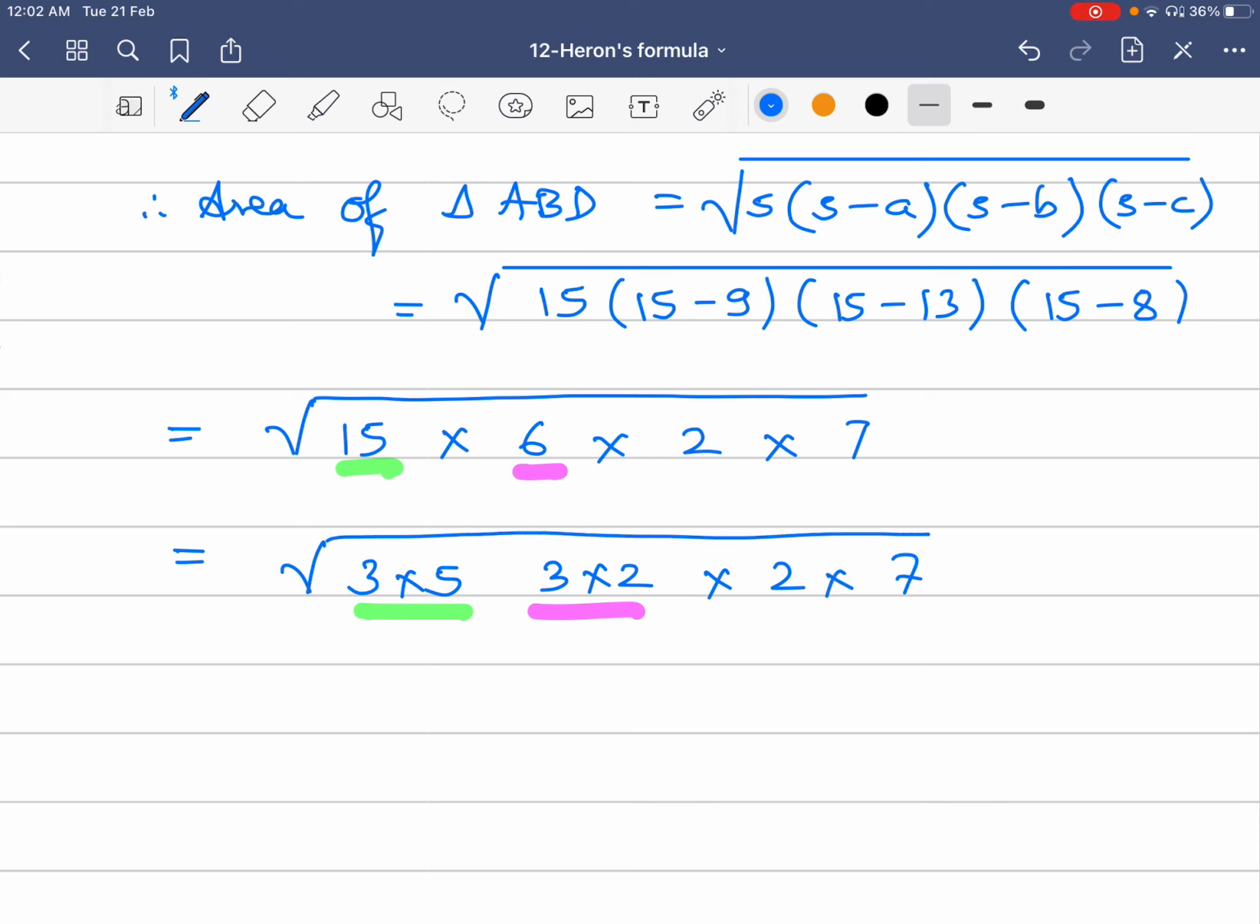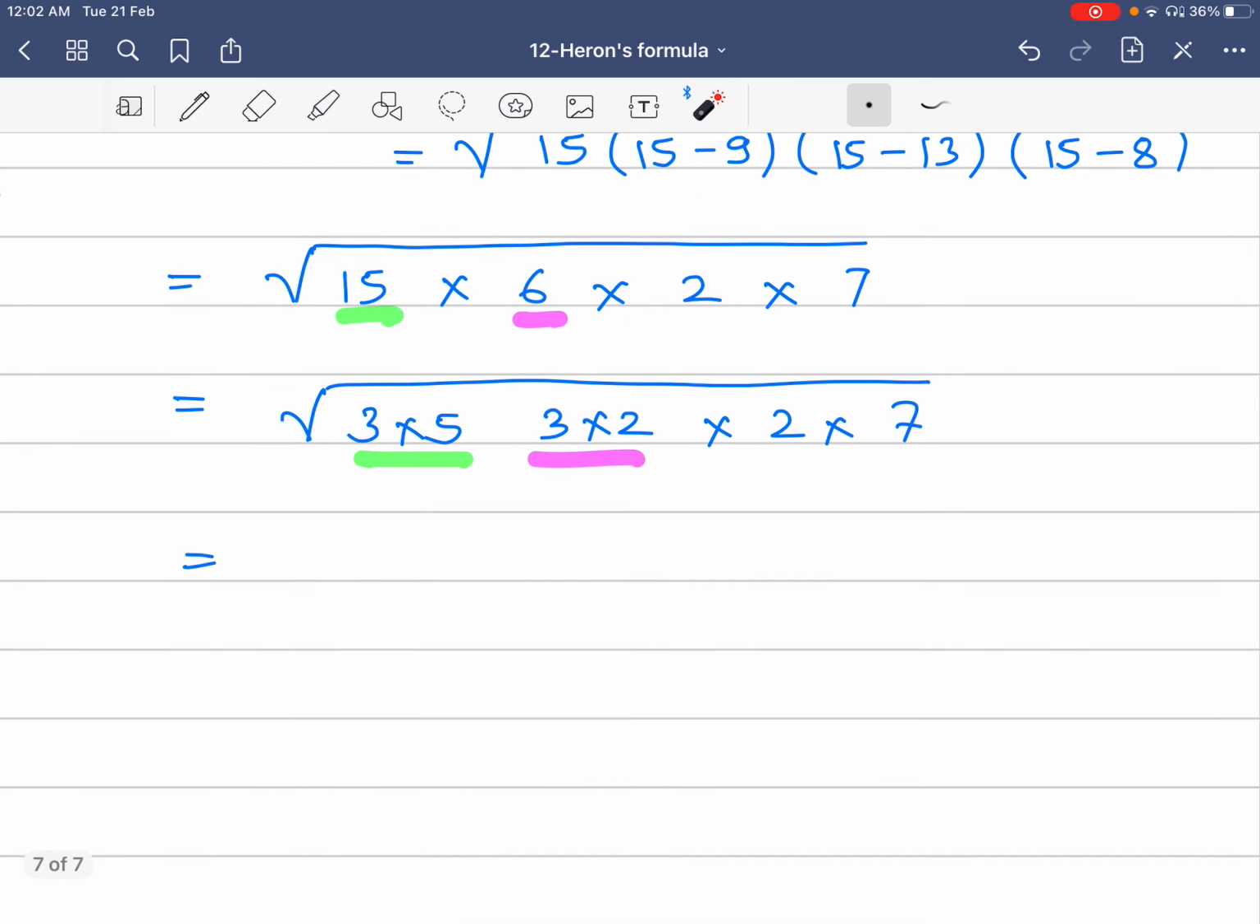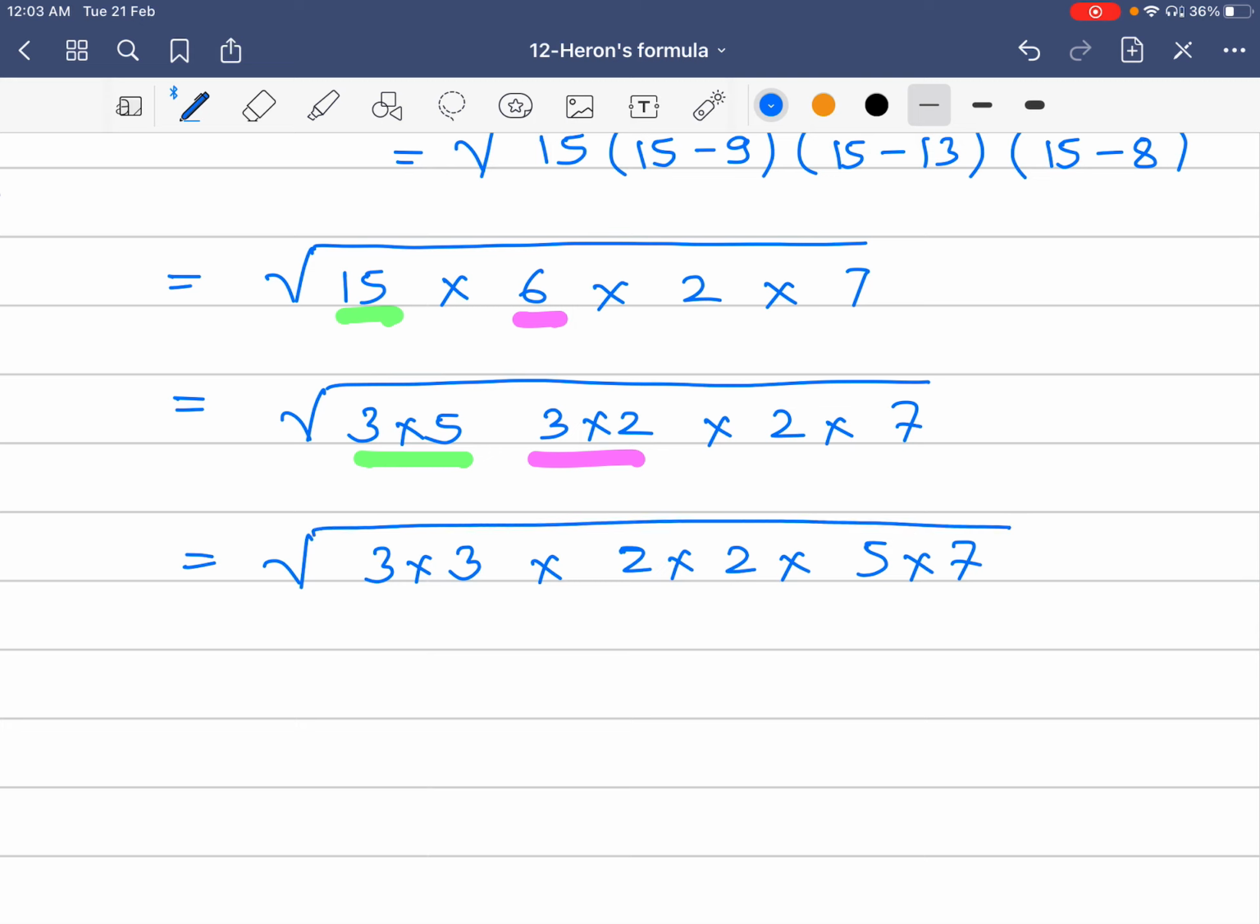Now that is equal to, as we can see, there are two threes here. So we'll just group them. So 3 into 3, into 2 into 2, into 5 into 7, and square root of this whole thing. Nothing special. I have just rearranged the terms for easier calculation. So this 3 and this 3 have come together, and this 2 and this 2 have come together, and 5 and 7 have come here together.